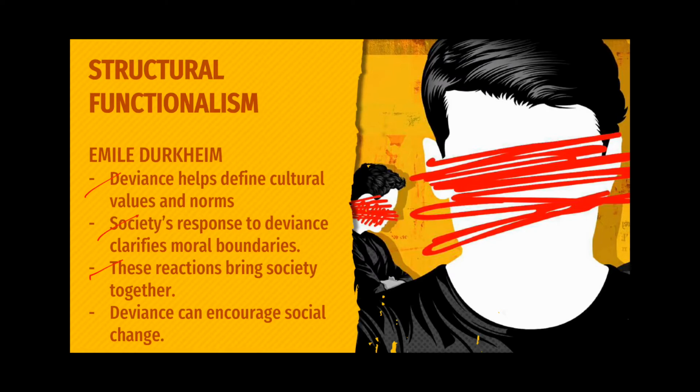And finally, deviance can encourage social change, especially when we feel like there are too many deviant behaviors happening in the country or in society, and we try to revisit how that deviance must be sanctioned. Then we can change some of the norms, gradually or quickly based on the need.